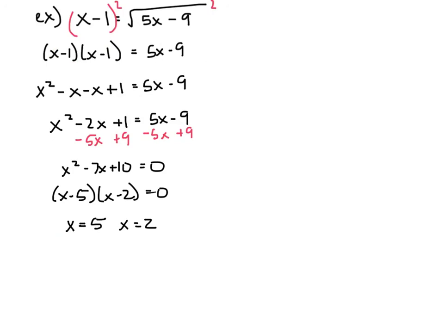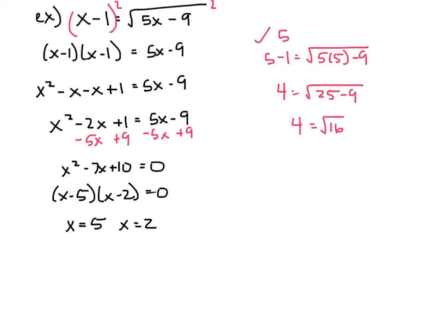So let's check those solutions to see if we have any extraneous. I check 5, so I have 5 minus 1 equals the square root of 5 times 5 minus 9. 4 equals the square root of 25 minus 9. 25 minus 9 is 16. 4 equals the square root of 16. Boom. Worked. Nice.